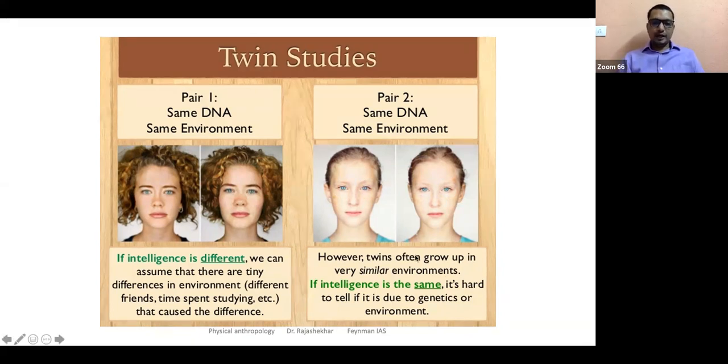Okay. So if they happen to have the same intelligence, can we confidently say that it is because of their genes?